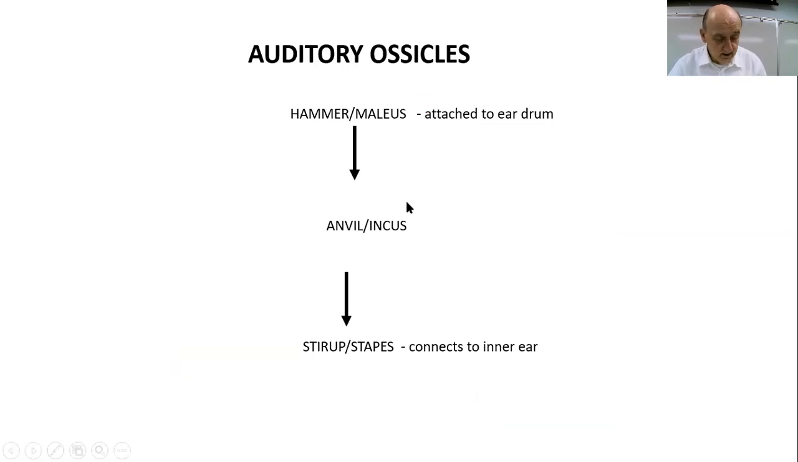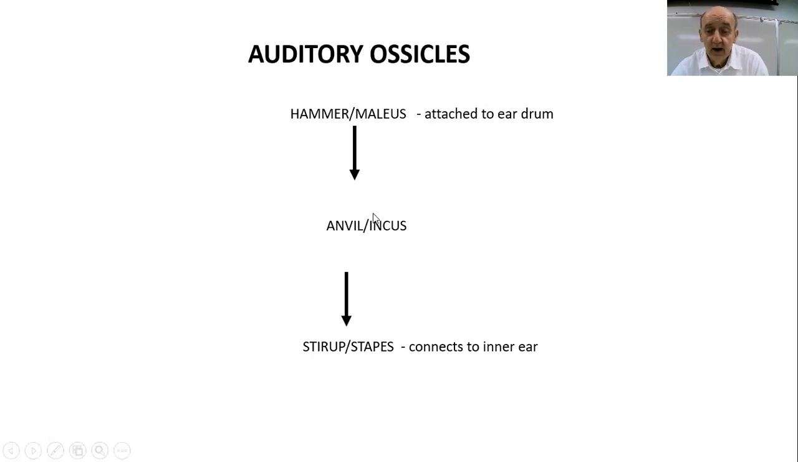So in the middle ear, we have a series of auditory ossicles: the hammer, the anvil, and the stirrup. You can use the Latin names if you prefer. So how can these auditory ossicles transfer pressure waves? Well, we are already vibrating the eardrum. The hammer is glued to the eardrum itself. So when the eardrum vibrates, the hammer vibrates too. So now the hammer is copying those pressure waves.